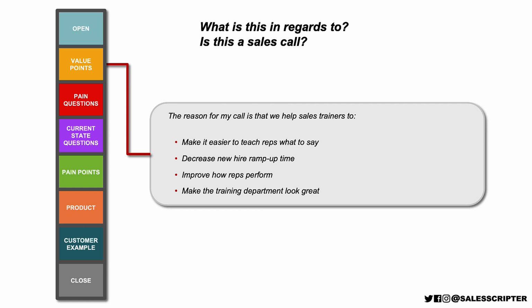Now, one of the reasons why I'm showing you this graphic here is because what's interesting is that what we're saying here in our cold call script when we face this, what is this in regards to, is actually the exact same thing if we did not receive this objection. Let's say that we open the call and we say, hey, did I catch you in the middle of anything? And the prospect says, no, what do you got or what's up? We would say the exact same thing. Well, the reason for my call is we help sales trainers to make it easier to teach reps what to say and ask. So the real simple thing there is that we're saying the exact same thing, whether we open the call successfully or we face this objection of what is this in regards to, or is this a sales call, we're saying the exact same thing. So in other words, the tactic here is extremely easy to implement because there's really nothing different to do.